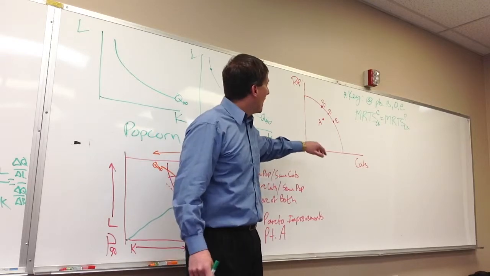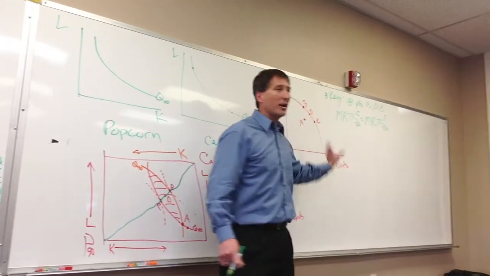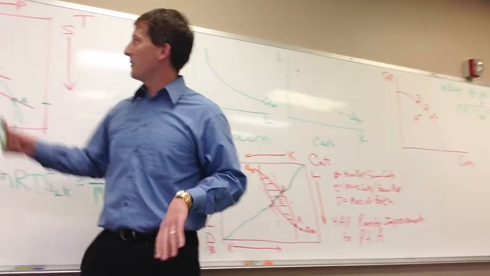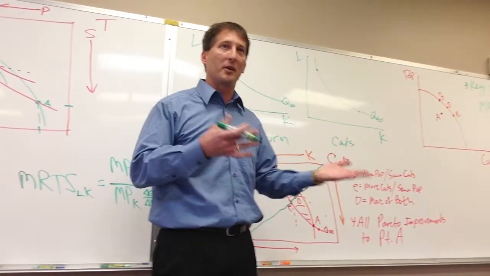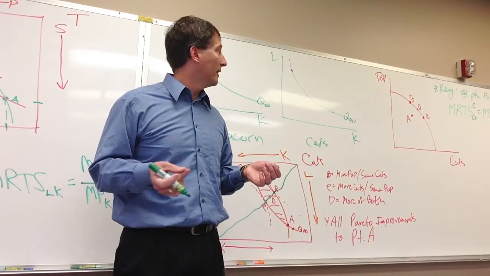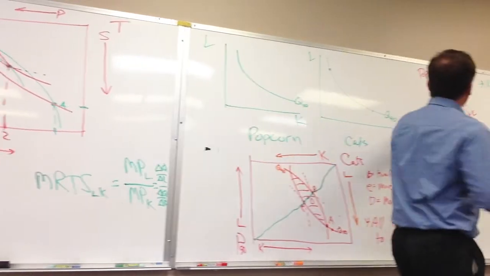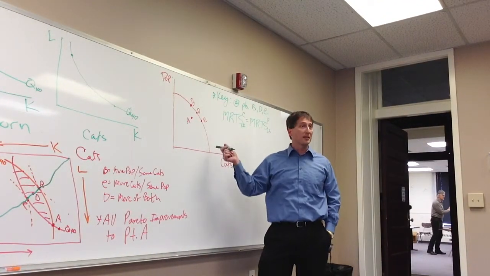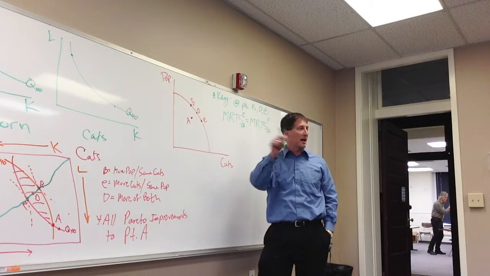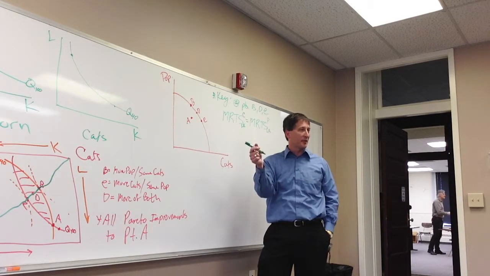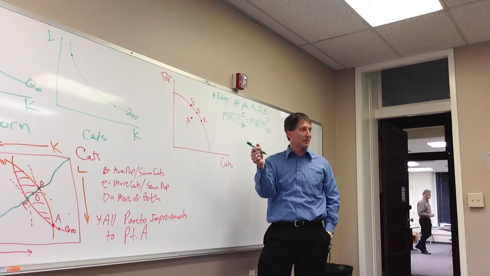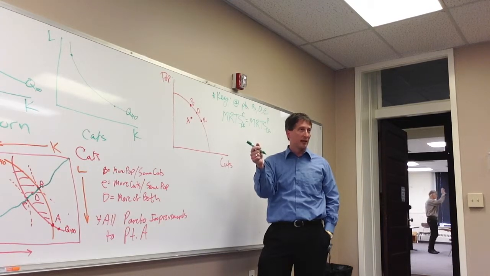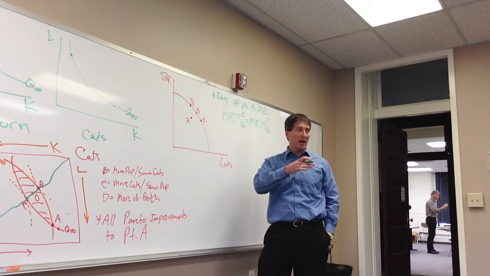Okay. So our last condition we want to think about is we've got people who enjoy popcorn and cats, right? And so all points along the production possibilities frontier are productively efficient, but what was the thing that we got in the marketplace? What type of efficiency we've talked about many times? Allocative efficiency, where the marginal benefit equals the marginal cost.